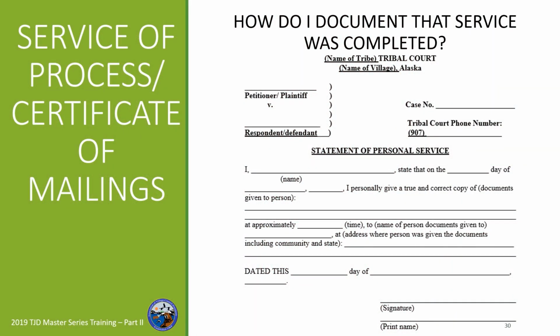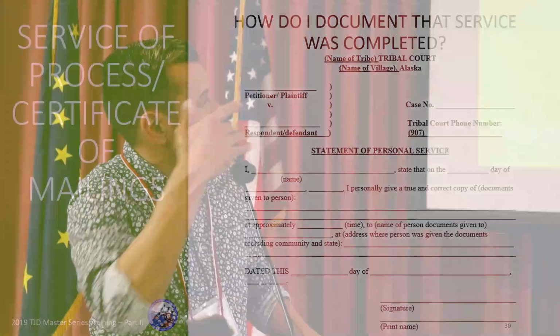This is what a statement of personal service would look like. The top portion is the same, and essentially it says I, and the name of the person who served. So if I was serving Heather, I would say, I, Rick Garcia, state that on the 21st day of May, I personally gave a true and correct copy of the petition to the travel courts at 10:45 a.m. to Heather Canuck at the Cultural Center at this address. They sign off on this, it gets filed with the court, it gets sent to all the parties, and it becomes part of the record.